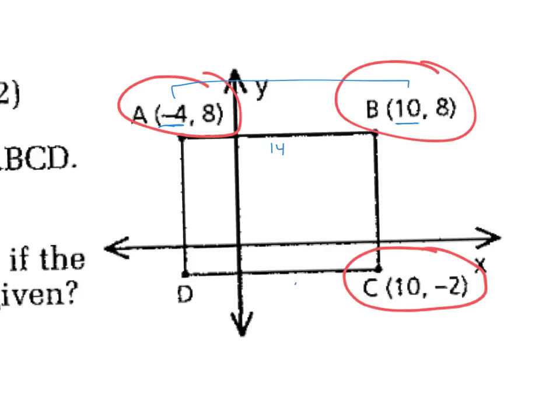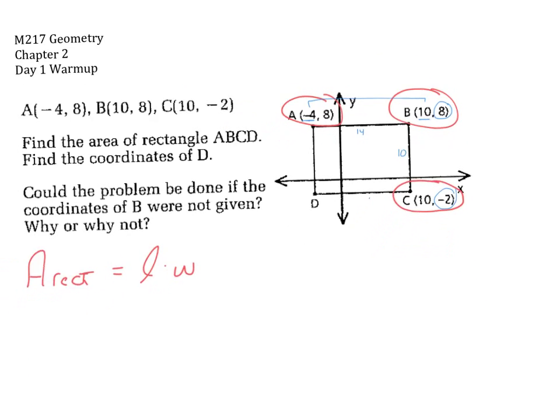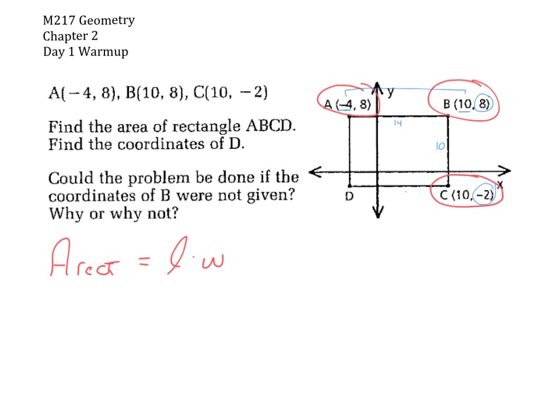And then I could look at point B and C and look at the y values because it's a vertical distance. And the distance between 8 and -2 is 10. So since the formula is length times width, my area is going to be equal to 14 times 10, which is 140.